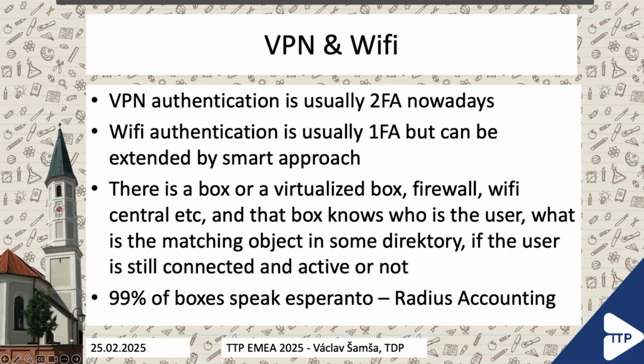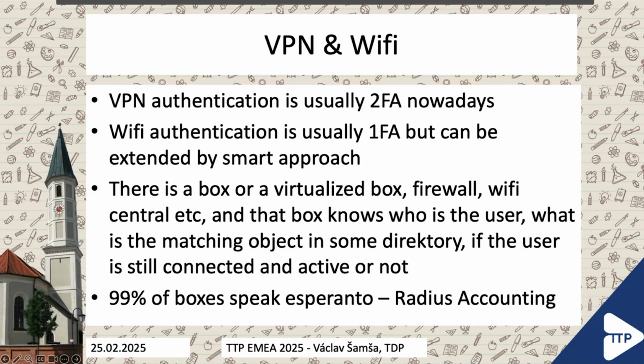So the question is, can we work with this information if we have the matching object? Because you need to know, okay, this is the authentication and there is the matching object in the directory. This is the user. Because this box knows everything. It's not about the initial authentication only, but the box knows if the user is still there, if the user is working, or if the user left, or the connection was canceled. It does not matter who canceled or stopped the connection, simply it's not there anymore. So everything you can learn from that box.